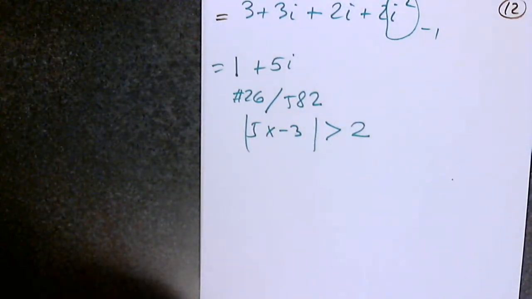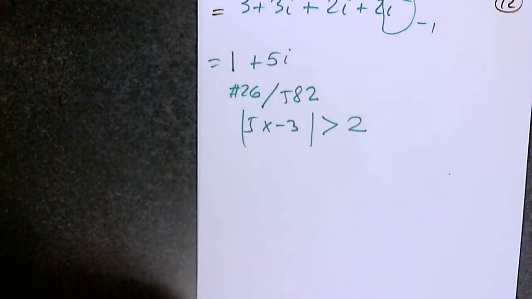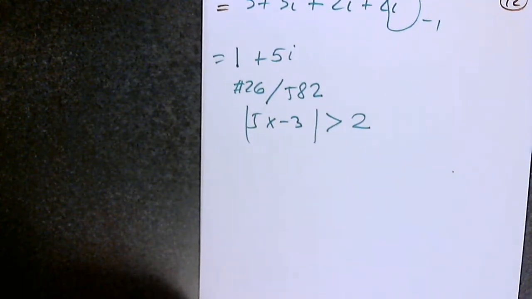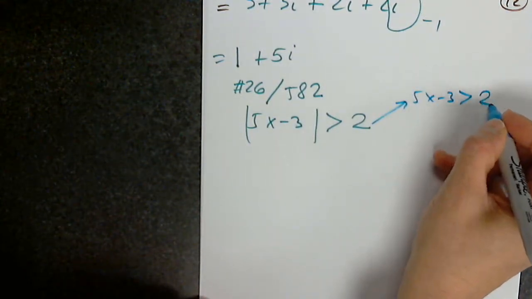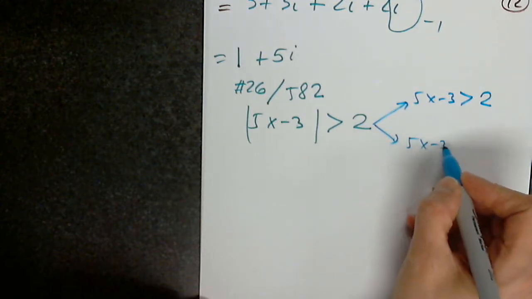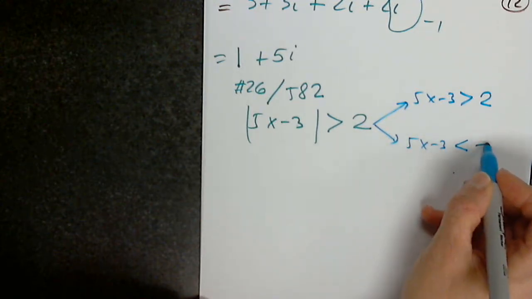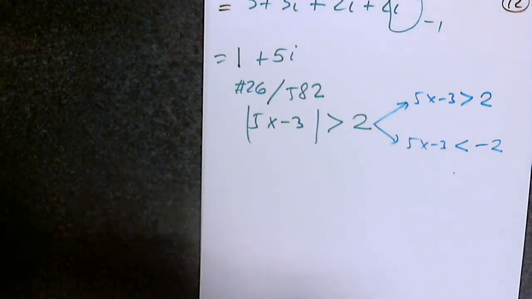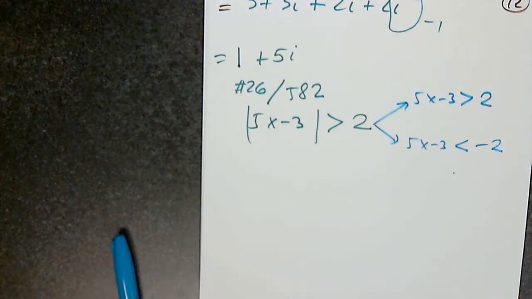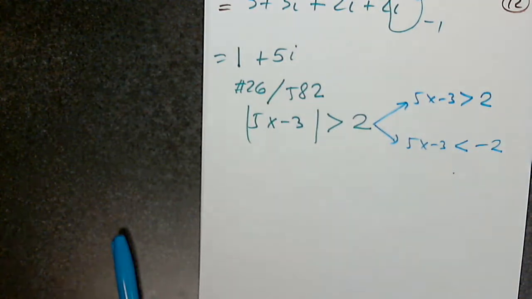Can anyone tell us what to write, what to do here? 5x minus 3 is greater than 2, or 5x minus 3 is less than negative 2. Awesome. Because this is a situation in which we are trying to determine values further away from 0, more than 2 units.